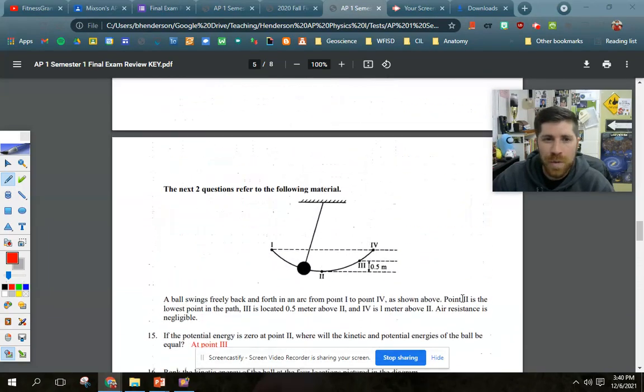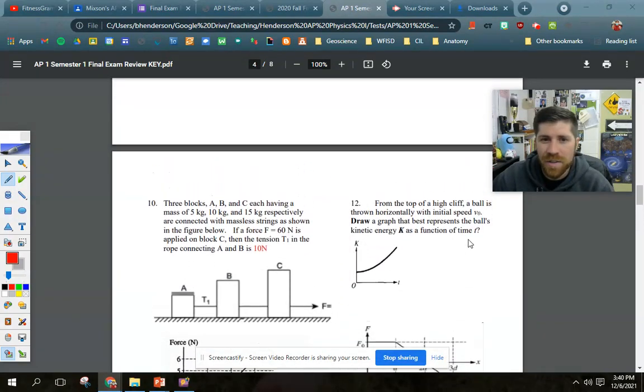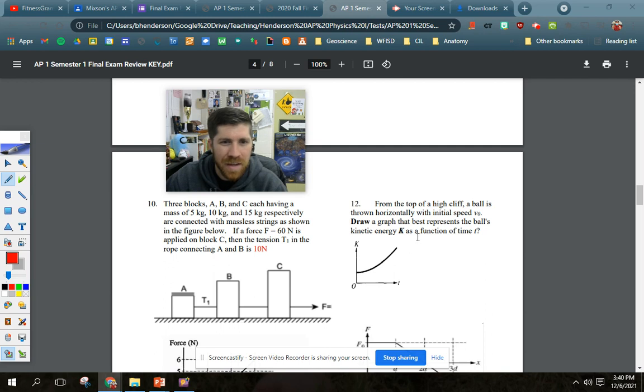Okay, this one's part two. And so we made it through question 16, and I realized we actually skipped one. So let me go back to that real quick. This one, number 12, talked about from the top of a high cliff, the ball is thrown horizontally.